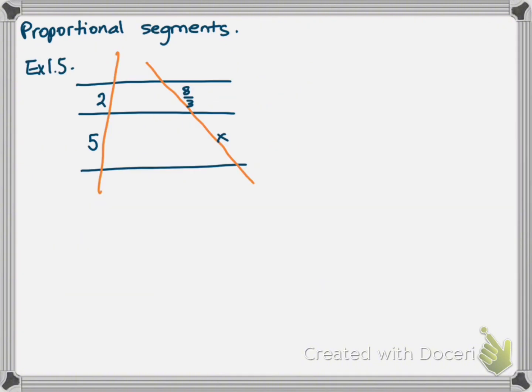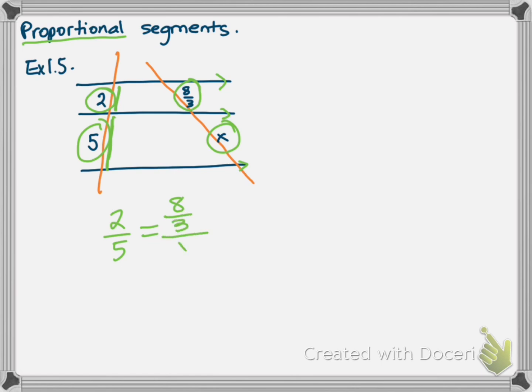Proportional segments. So proportional means that they have a relationship in the way that they grow or that they exist. And what you have to remember is that whenever we have parallel lines, these are parallel, and we have transversals, we have to have two. What is going to happen is that this segment, notice that's not an angle, that's a segment, it's this little piece, over this one, so I'm going to put it like that, 2 over 5, equals the same as this segment over this one. So 8/3 over x.